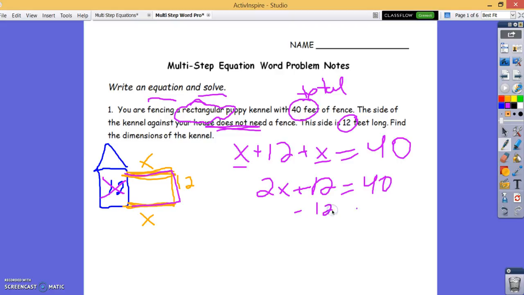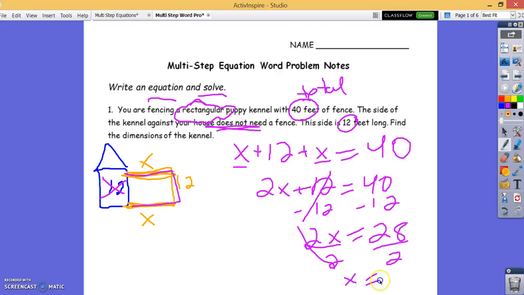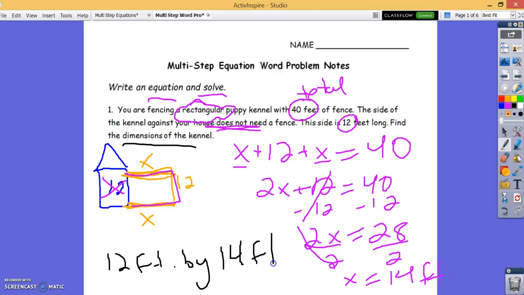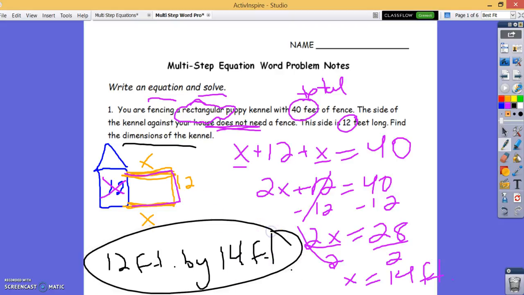We're going to subtract 12 from both sides, and I'm left with 2x equals 28. Now I can divide by 2, and I find out that x is 14 feet. But that's not the answer to my question because my question actually asks to find the dimensions of the kennel. So this is 12 feet by 14 feet. Dimensions mean tell me the length and the width. All right, on to the next problem.